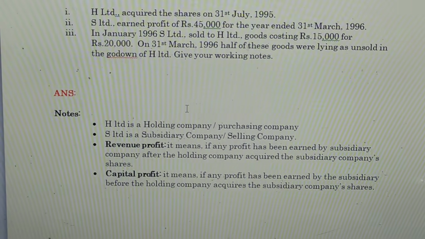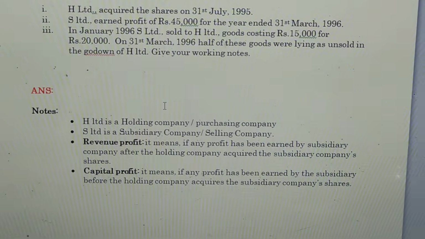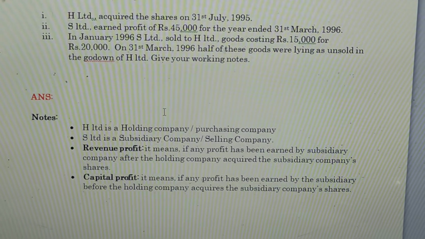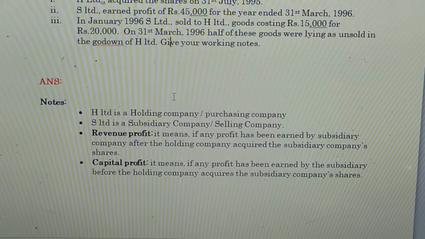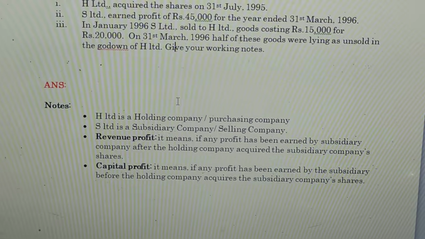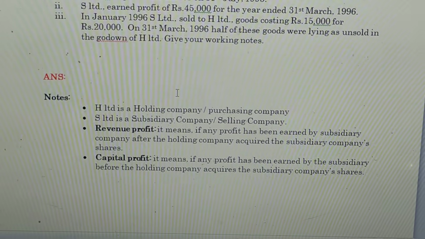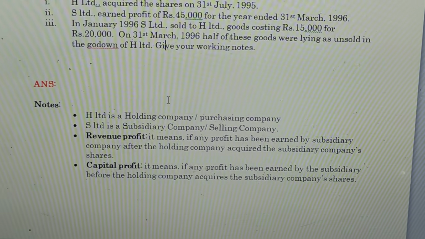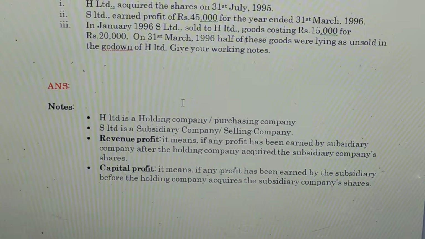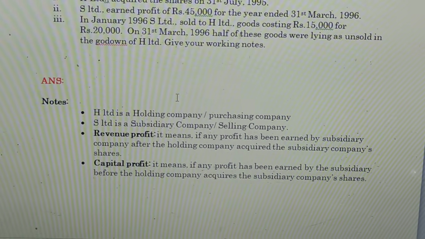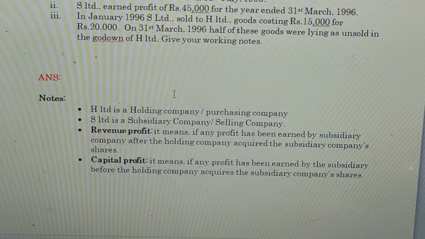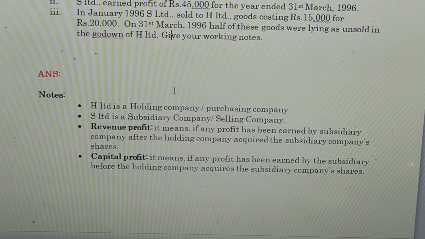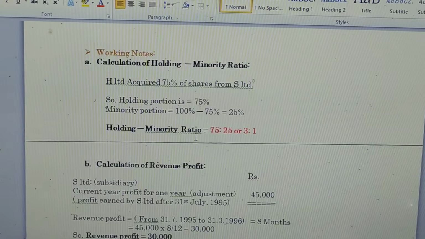Before finding out the consolidated balance sheet, we should know these things. The first one, H Limited is a holding company or purchasing company. S Limited is a subsidiary company or selling company. Revenue profit means any profit earned by the subsidiary company after the holding company acquired the subsidiary company's shares. Capital profit means any profit earned by the subsidiary company before the holding company acquires the subsidiary company's shares. First, we are going to prepare the working notes.